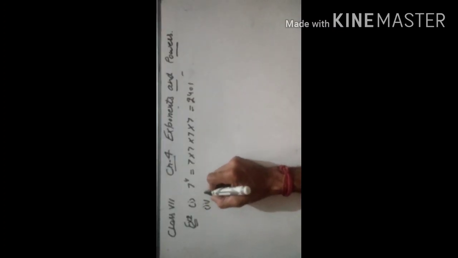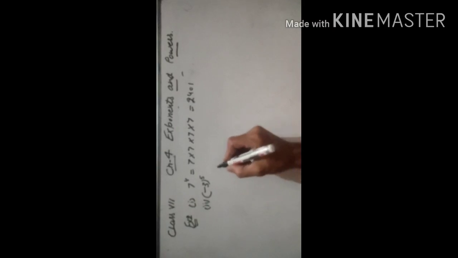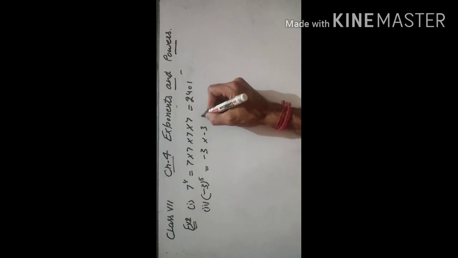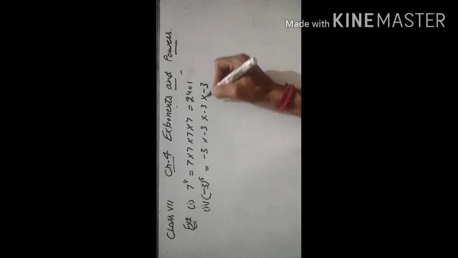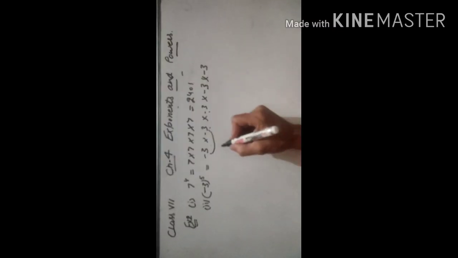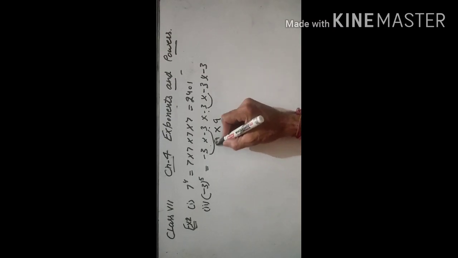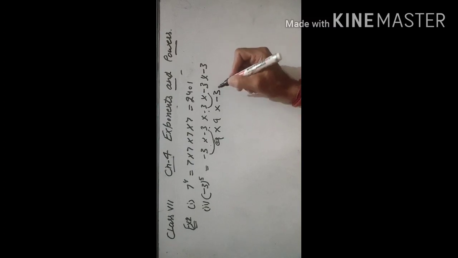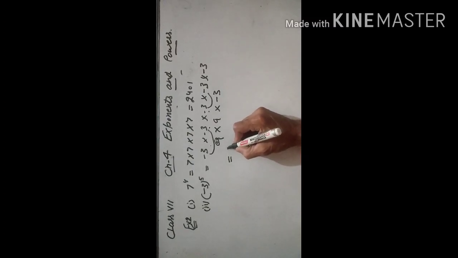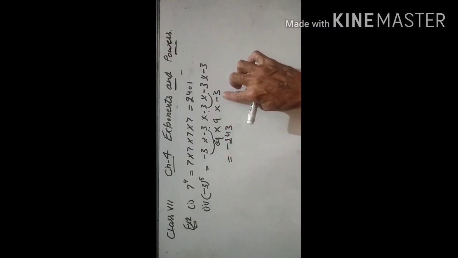Second part is minus 3 to the power 5. That means minus 3, 5 times. That is minus 3 × minus 3 × minus 3 × minus 3 × minus 3. 1, 2, 3, 4 and minus 1. Minus 3 × minus 3 is plus 9. Multiply by minus 3 × minus 3, again plus 9, then × minus 3. So the answer is minus 243, because these two are positive numbers and this is a negative number. So positive into positive is positive, positive into negative is negative.